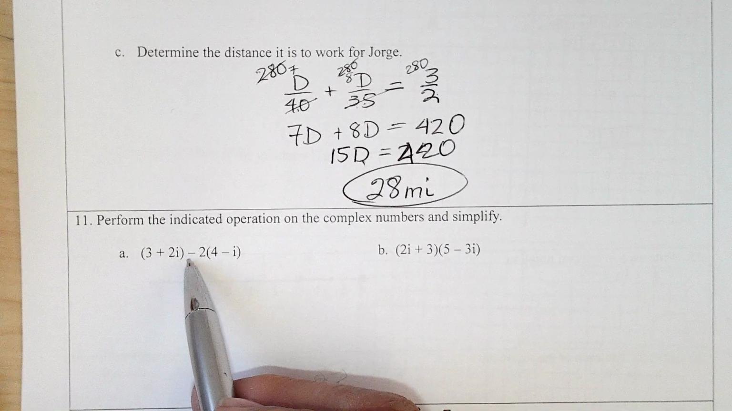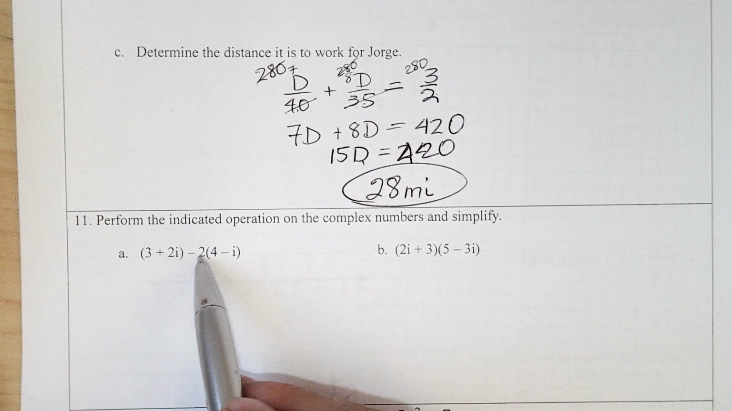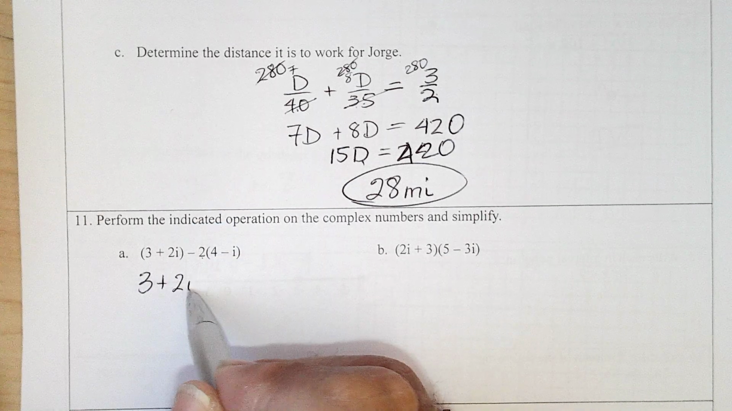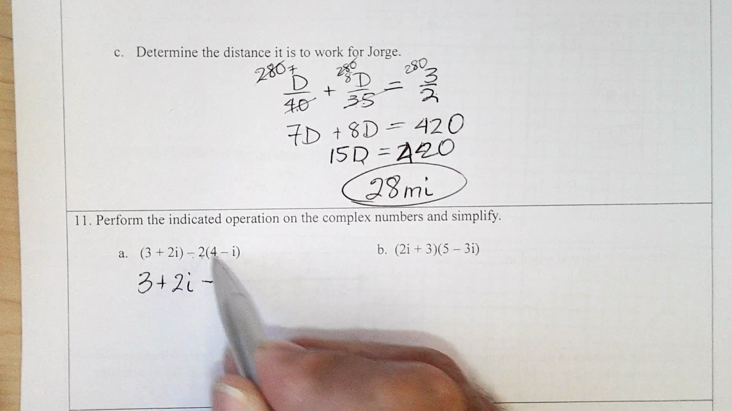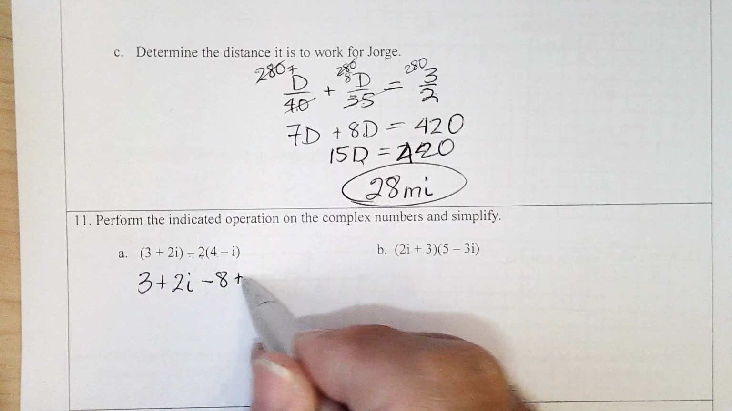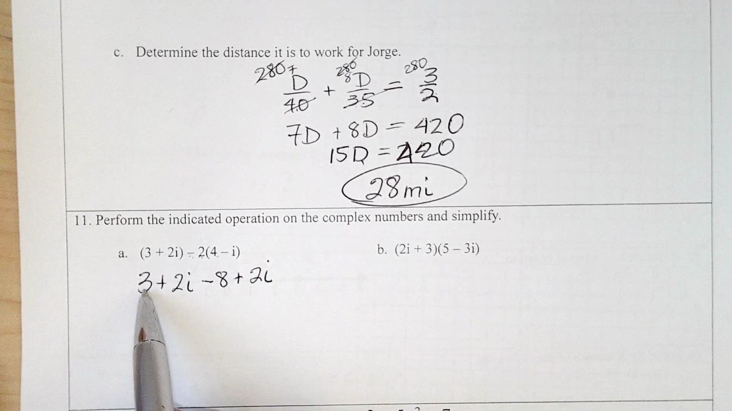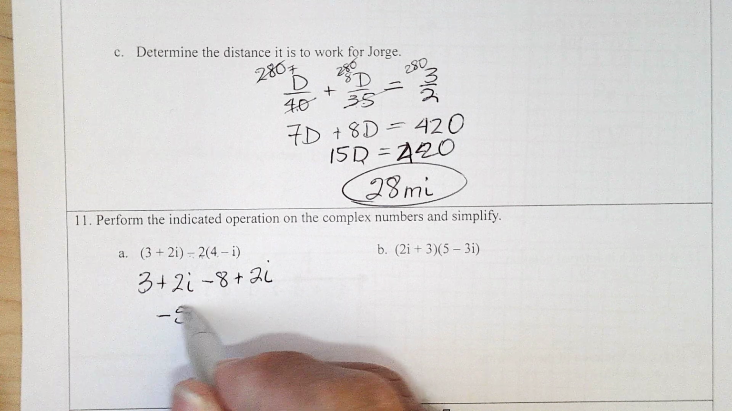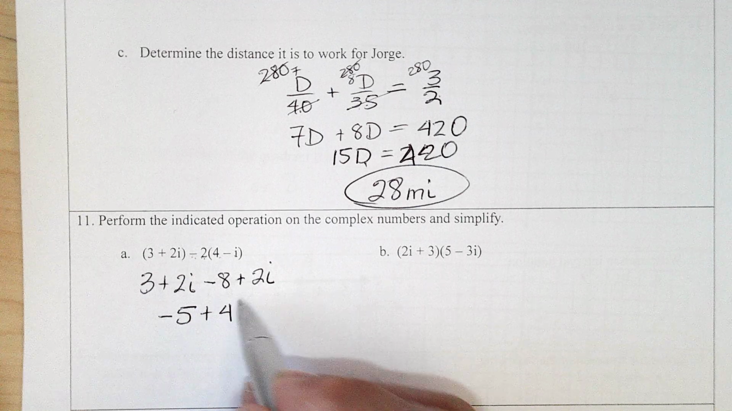Okay, this says subtract, so we don't have to do multiplying like that. It says just subtract 2 of these, so I've got 3 plus 2i minus 8. Negative 2 times 4 is negative 8, and negative 2 times negative i makes plus 2i. And now I combine like terms. These are the constants. So 3 minus 8 is negative 5. And 2i plus 2i is plus 4i.